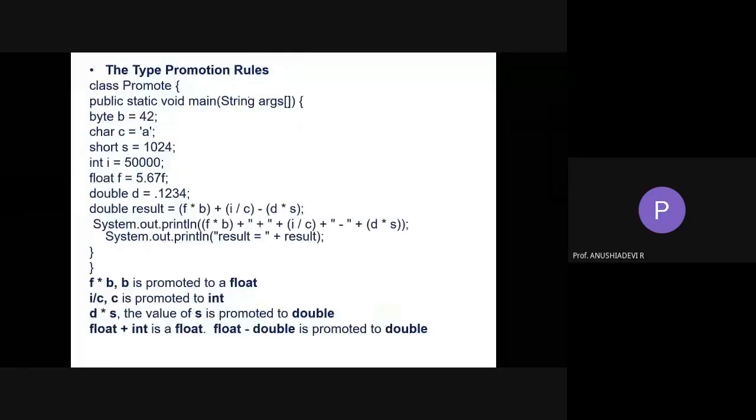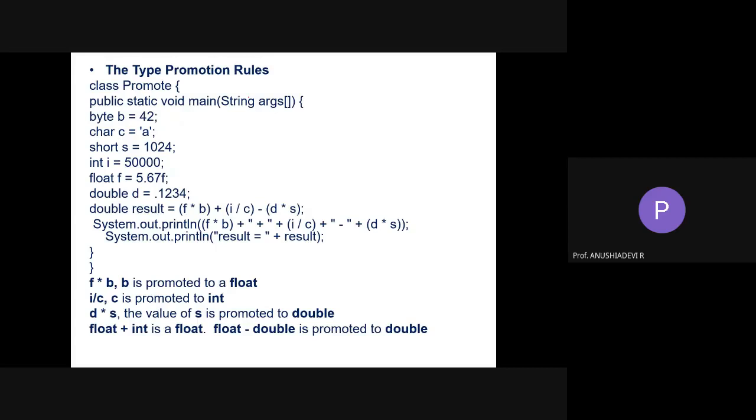Yes. Then we will see all the types within one single expression. So the type promotion rules. Here I have a byte type, a character type and a short type, and an integer type, floating point type and double type. So here I have a mixture of all the types. In this expression, the bracket statements are executed first, from left to right.